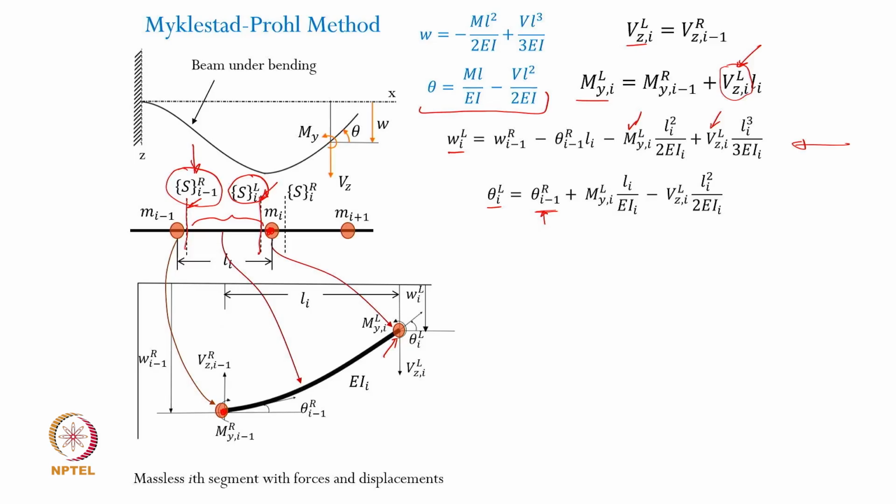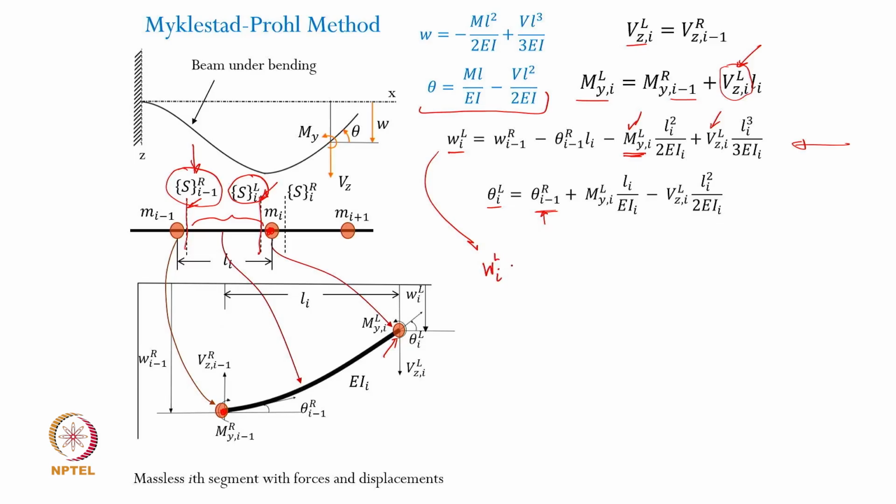So there, that part I can do by replacing this variable in terms of the corresponding state variable on the right side of I minus 1th mass. So this is how I do it. Just have a look at it.